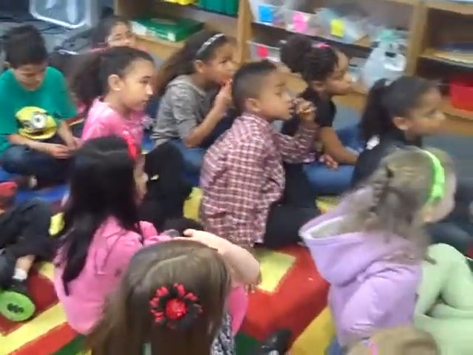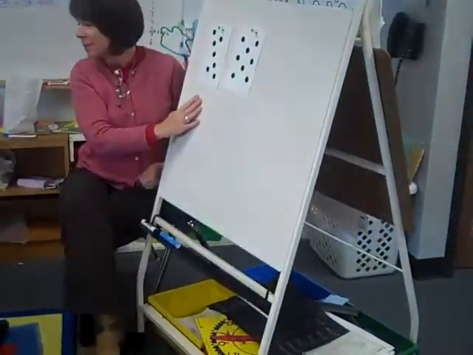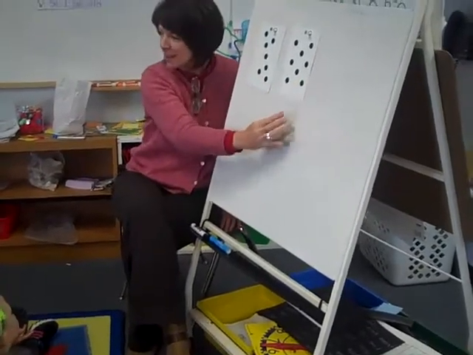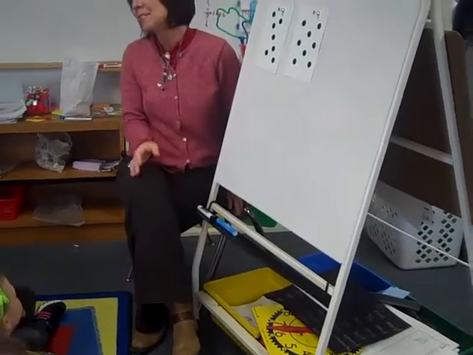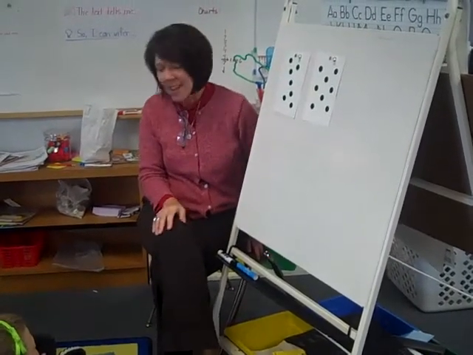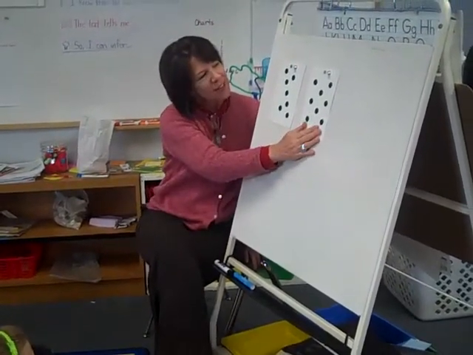Can you remember how many were on this one? Can you tell me fast? 7. Can you tell me fast? 8. Can you tell which one's less? 7. That's pretty quick. Can you look at the dots and tell me how many less? When you know how many less.